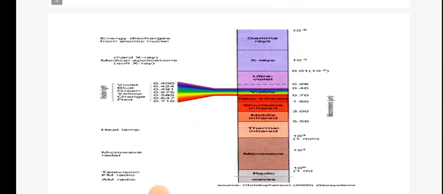Here we see the electromagnetic spectrum, starting from gamma rays, X-rays, ultraviolet region, and infrared, middle infrared, thermal infrared, microwaves, radio waves. These are the different types of electromagnetic waves. Their frequencies and wavelengths vary from one value to another. Here on the left side we see violet, blue, green, yellow, orange, red. Their wavelength changes from around 0.400 to 0.710. So these are the ranges of the different wavelengths of the electromagnetic spectrum.